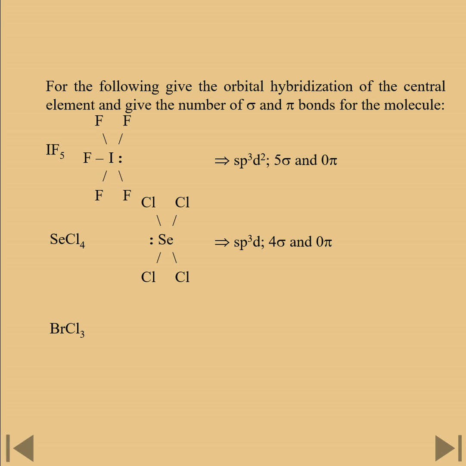Bromine trichloride. Bromine's the central element. We break open one of those non-bonding pairs so I can bond to my 3 chlorines. 1, 2, 3, 4, 5 regions of electrons again. So again, sp3d. This time we have 3 single bonds, so 3 sigmas.